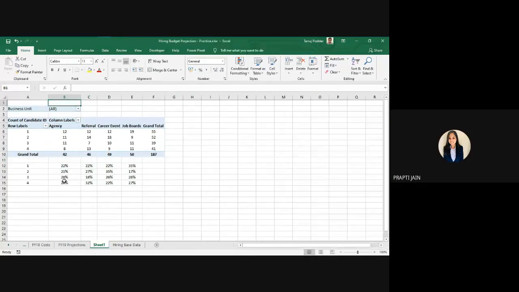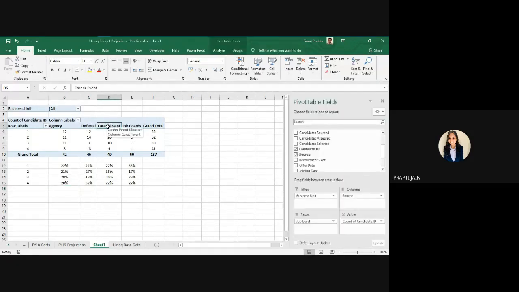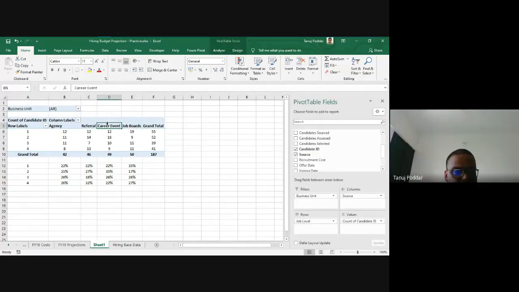Just a very small thing, how do we ensure that the columns are in the order? For example, the pivot that I'm using, I'm getting agency, career event, and something. How do I change that? You can just click on the header, that is career event, right? When you take your cursor on it, you'll see this crossbar. You can click on that when you see the crossbar, and you can move it around. So I clicked on the career event and I moved it to here.